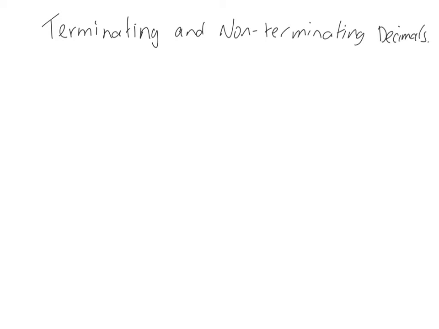In this video, we're going to have a look at the difference between terminating and non-terminating decimals. Now, the word terminating means to end, to stop. So a terminating decimal is simply a decimal that stops after a certain number of decimal places. So if I have 3.1467, that's a terminating decimal. 2.00000001 is a terminating decimal. 2.4 is a terminating decimal. All of these decimals stop after a certain number of places, so they're terminating.